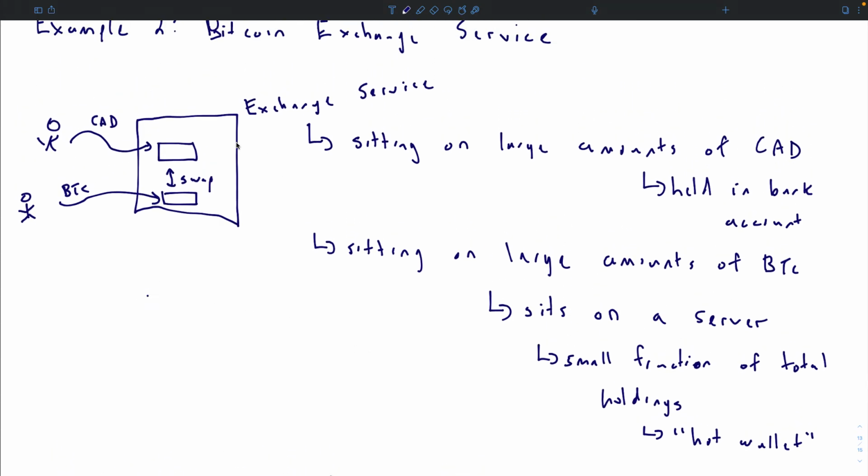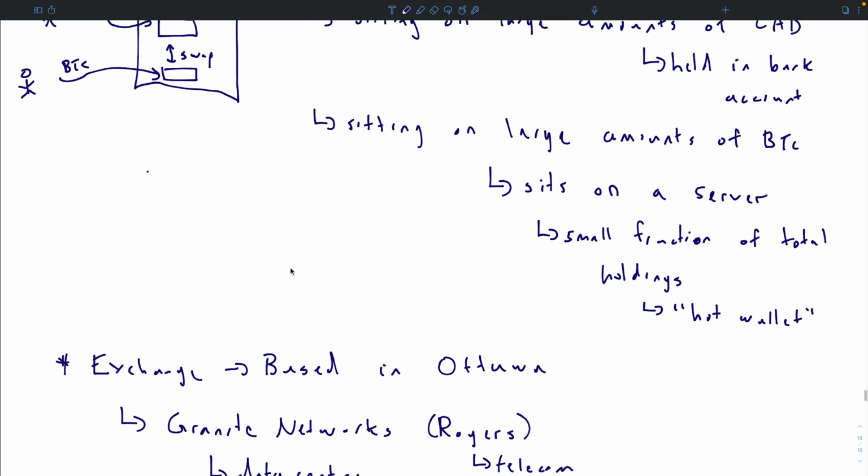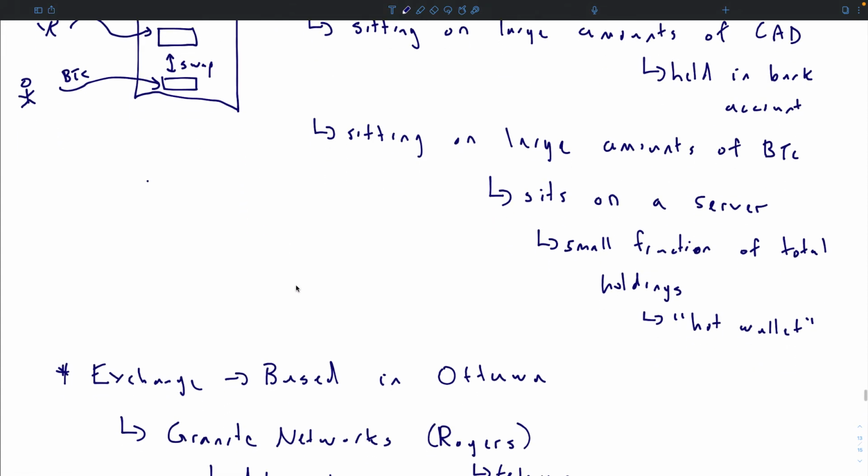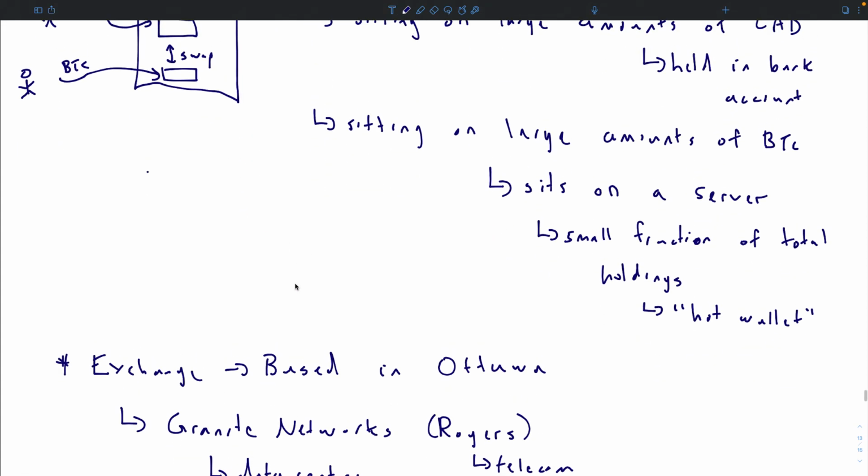Anyway, so this is an exchange. It was in Ottawa, and they had their hot wallet sitting on their server, and they weren't hosting the server themselves. Instead of having the server sitting on their own premises, they contracted it out. There is a company called Granite Networks that's owned by Rogers. Rogers is the big telecom, I'm sure you know.